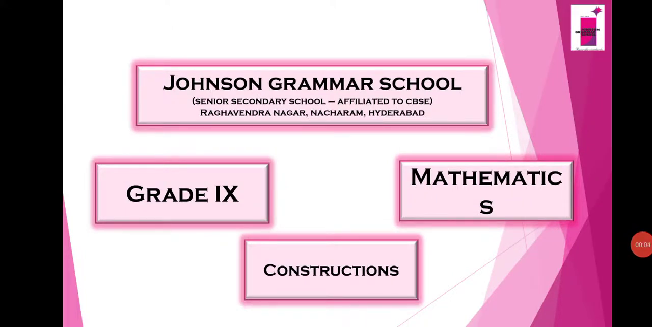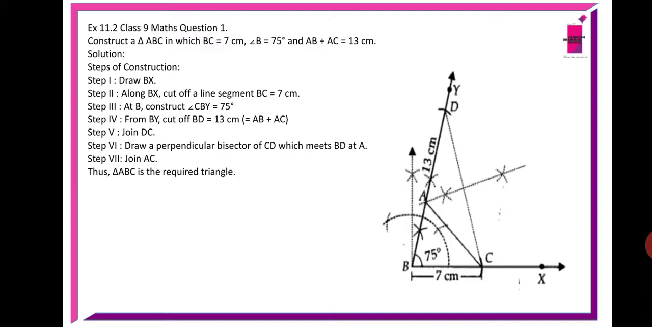In this session we are going to discuss how to construct the different types of triangles. In this problem we are going to discuss how to construct a triangle with given base, angle and sum of other two sides. Construct a triangle in which BC equal to 7 centimeters, angle B equal to 75 degrees and AB plus AC equal to 13 centimeters.